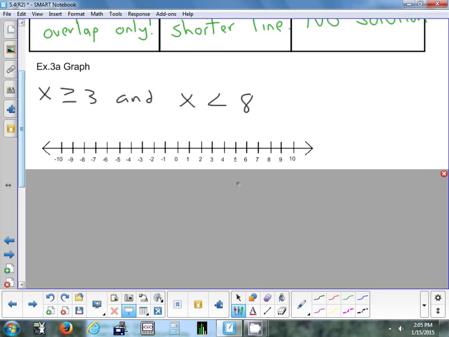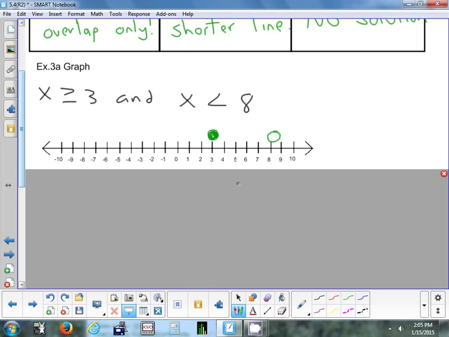The points where they overlap, right? So I'm going to do a closed circle at 3 and an open circle at 8, like Isaiah told me. Now, they're going opposite.